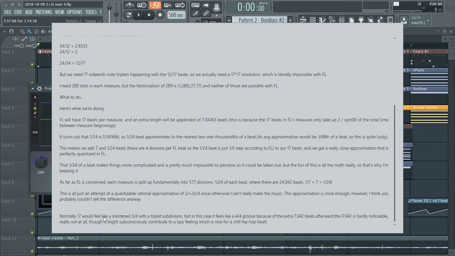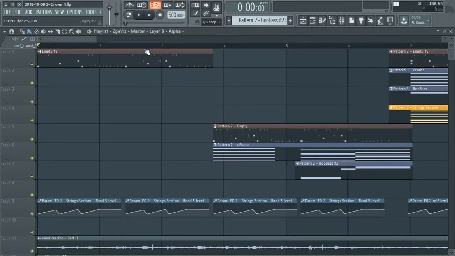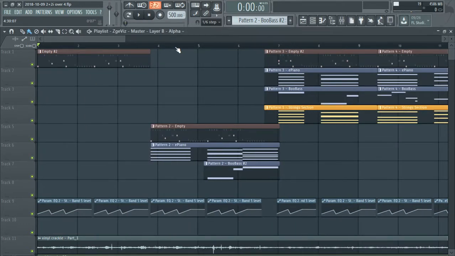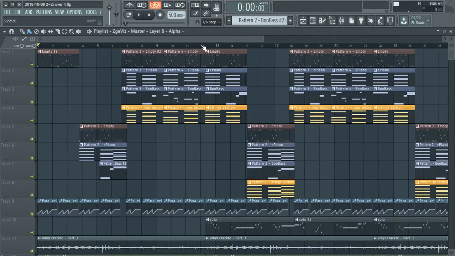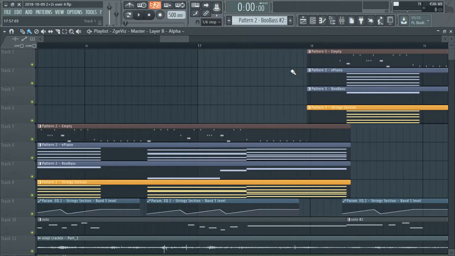And normally 17 would feel like a shortened 3/4. What you would expect this to feel like is a kind of shortened 3/4 and then a pause and then another shortened 3/4 and then a pause. But because of the way the numbers line up, it just feels like the first 3 beats of a 4/4 measure that are played.